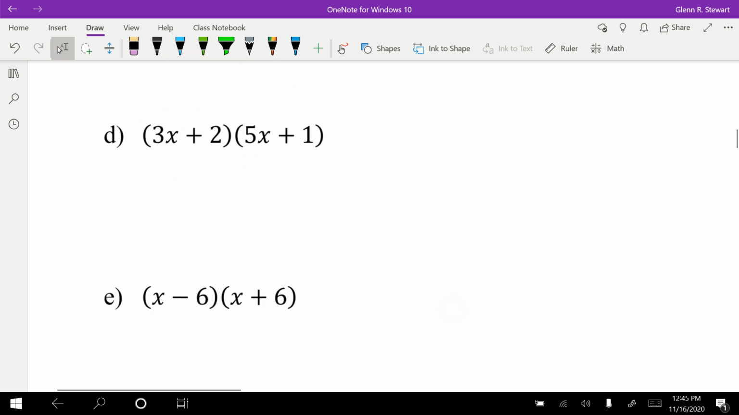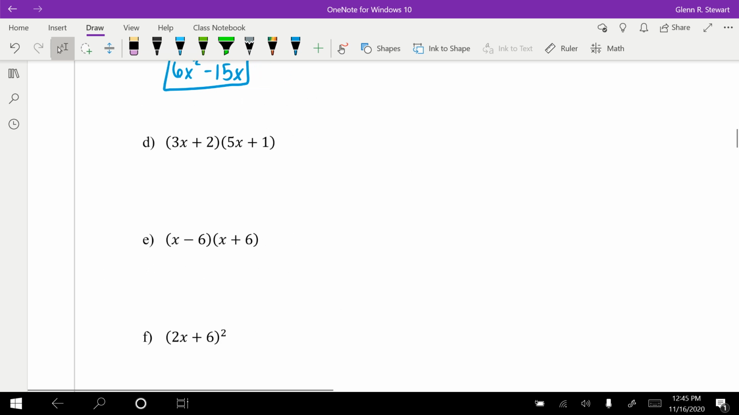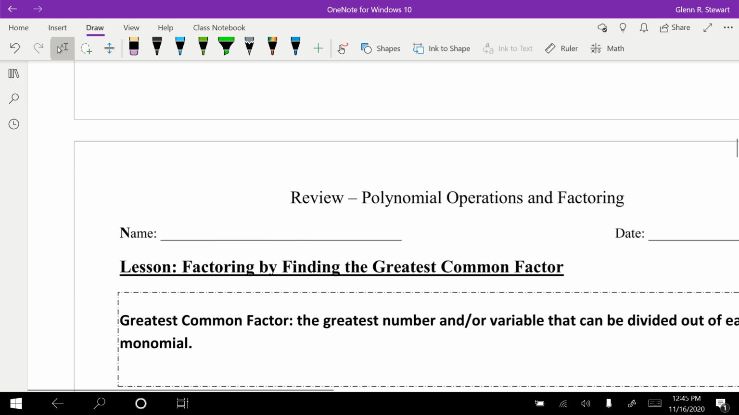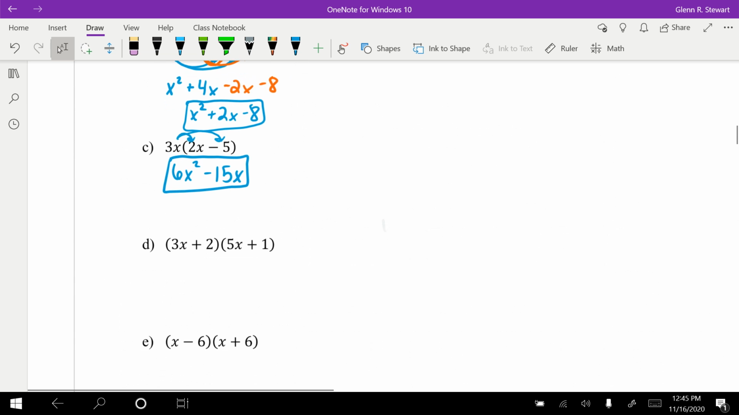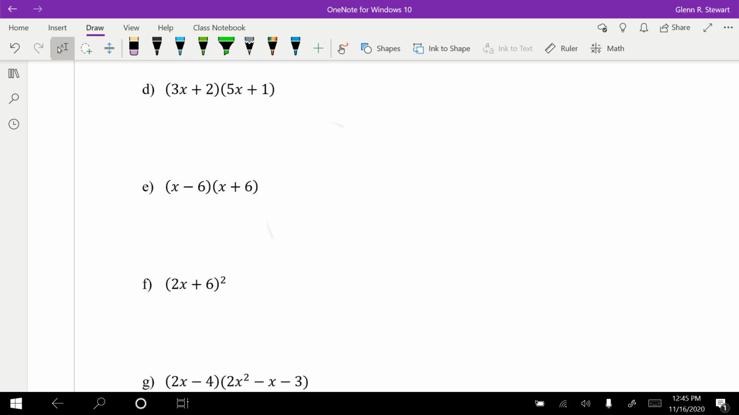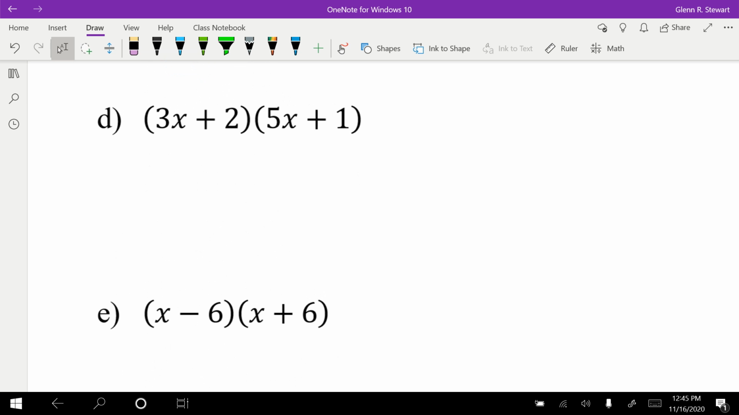What I'd like you to do, we do have quite a few practice problems on here. We're going to talk about greatest common factors another day. I would like you to try D and E on your own. See if you can complete these. I'll give you guys the answers in a couple minutes, and then we'll wrap up with one other problem that I want to show you, and then I'll stop the video, and then if you guys have any additional questions, you can let me know.